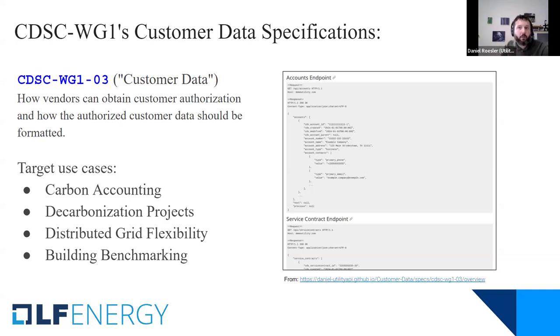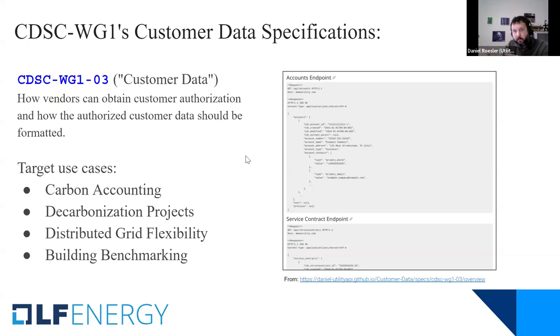So for example, in Colorado, there is a statewide mandate for building benchmarking to measure or benchmark the energy efficiency of all of the buildings over a certain square footage in Colorado. And that requires customer data access as well, aggregated at a certain level or with the consent of the individual tenants within that building. And so that is a frequent kind of step up in the carbon accounting space that we also want to address as part of this working group and make sure the customer data specification meets the needs of that use case as well. So those are the four overall use cases.